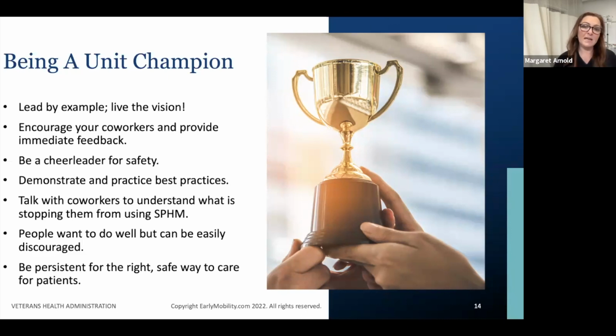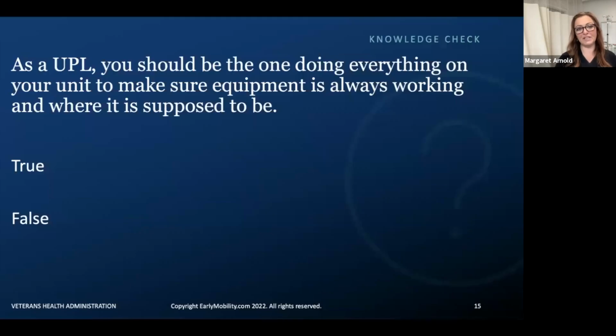So be understanding. If somebody says they don't know how to use equipment, it doesn't matter why. It's an opportunity to step in that gap for them and say, I care about your safety. It doesn't have to be perfect, but just stepping up and caring and showing them how as many times as it takes for them to feel confident. People want to do well, but they can be easily discouraged. And that's where your role as a unit peer leader is so very important. Be persistent for the right, safe way to care for your patients.